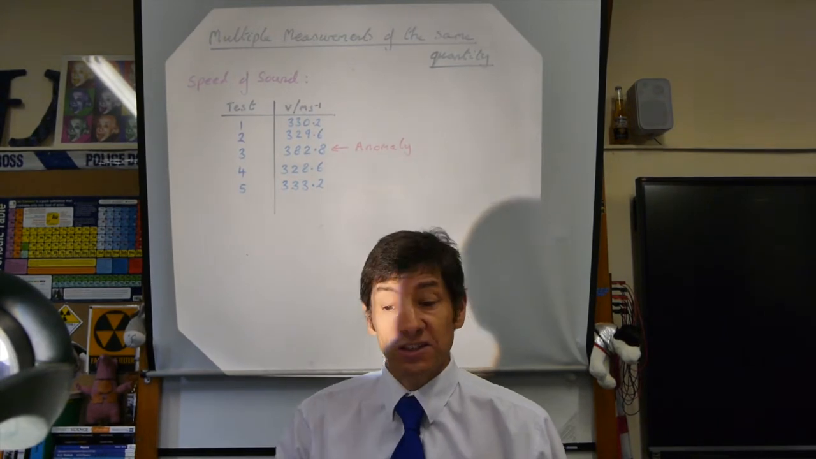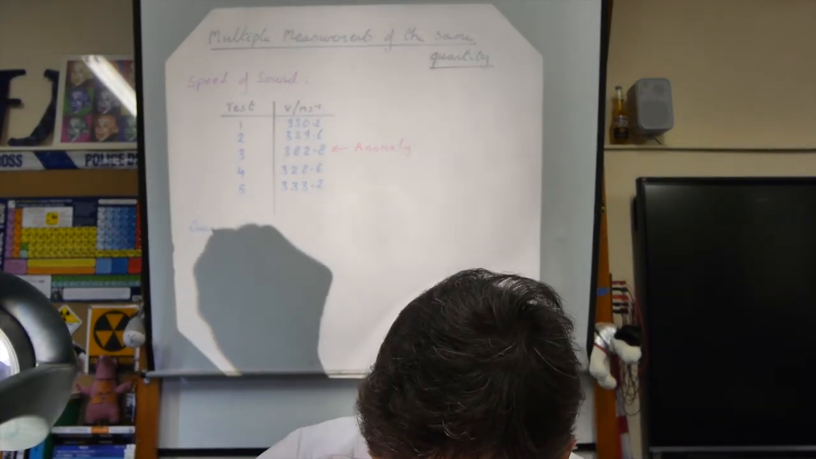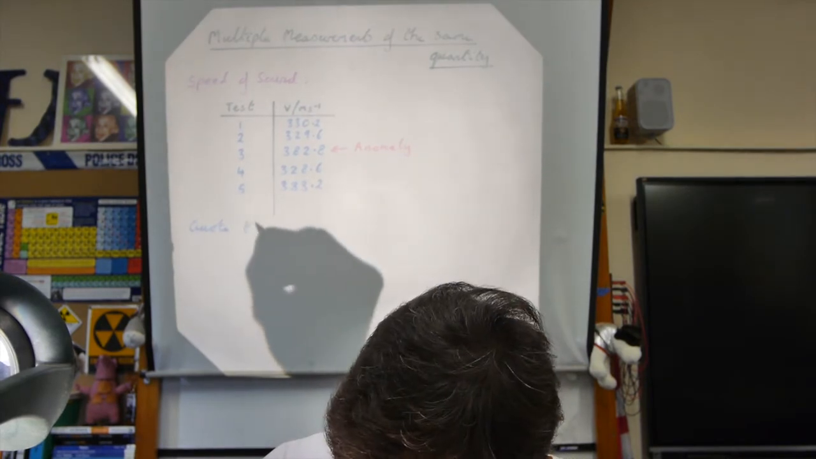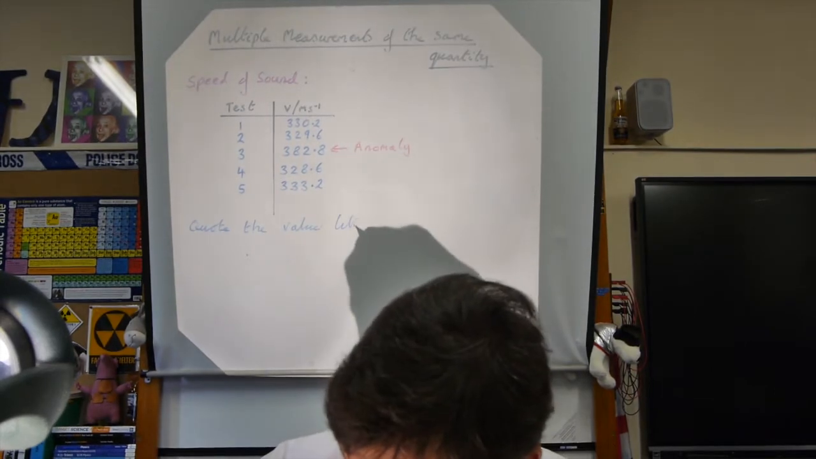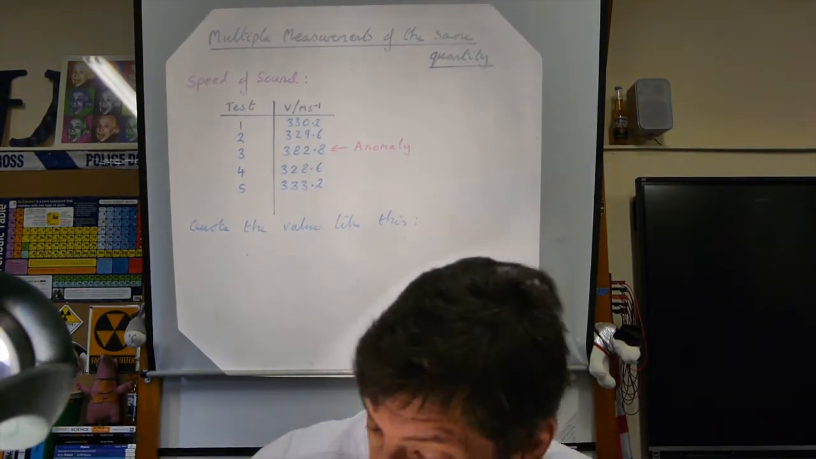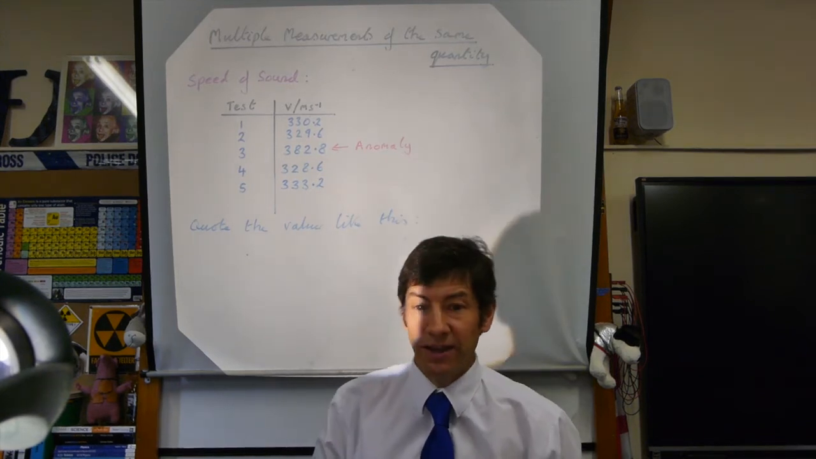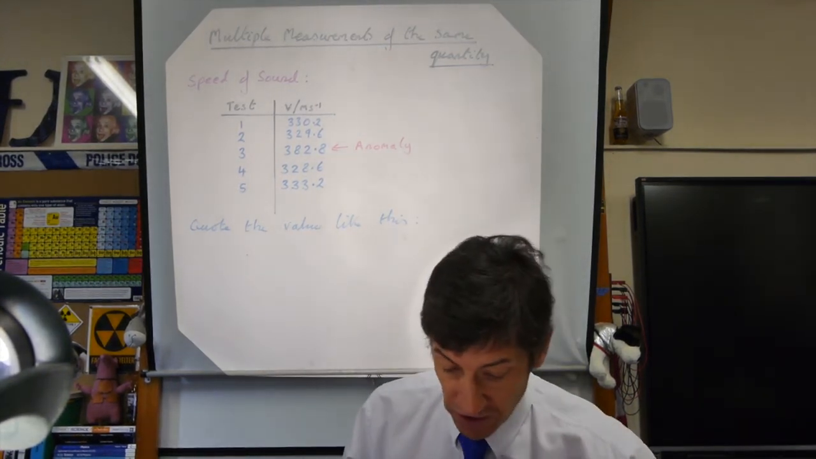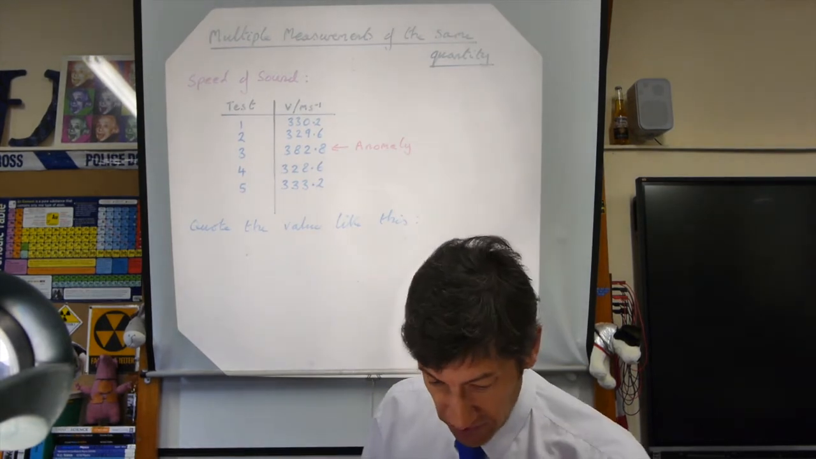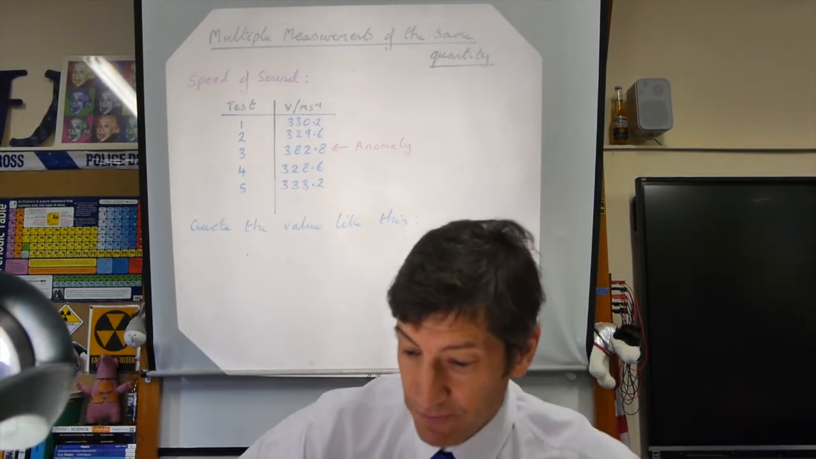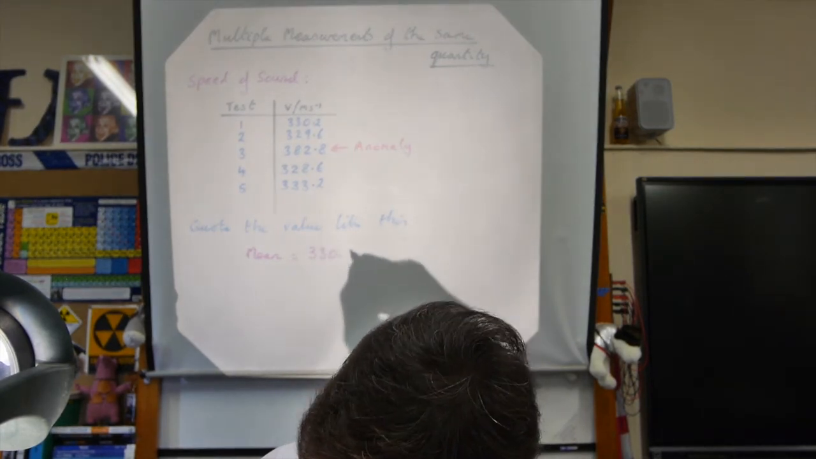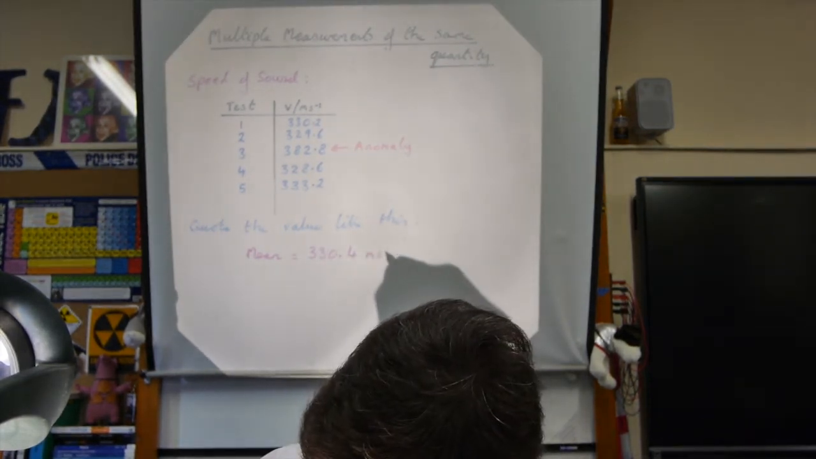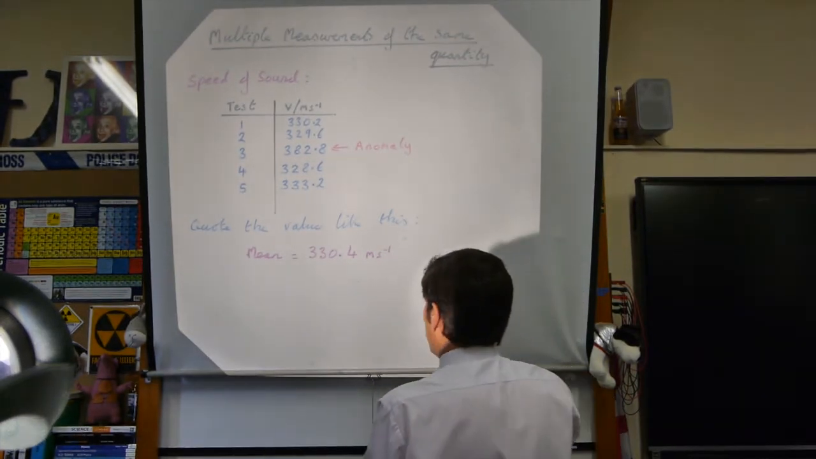Okay, so let's see how we can quote the uncertainty. So we're going to quote the value that we get, like this. And this is an important skill. Okay, so follow me through on this. The first thing you need to do, I think is fairly obvious, get the mean of the data. Okay, so the mean, the average, is 330.4 meters per second.